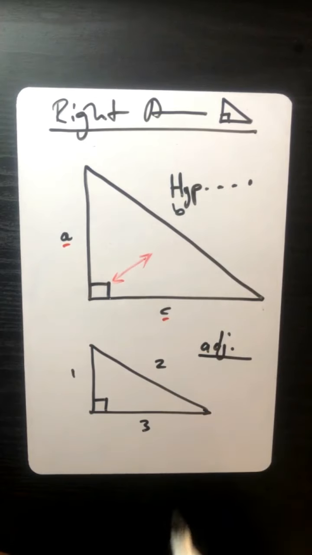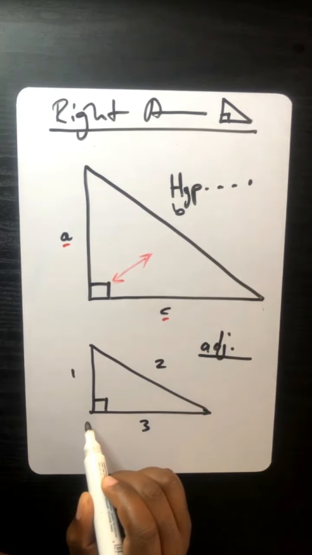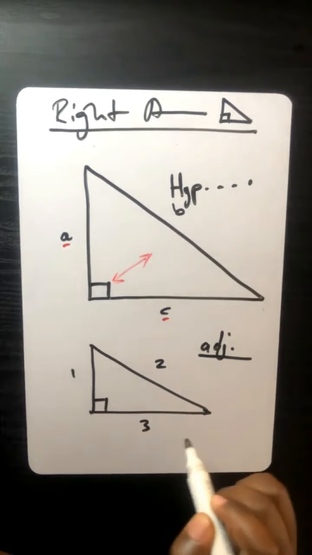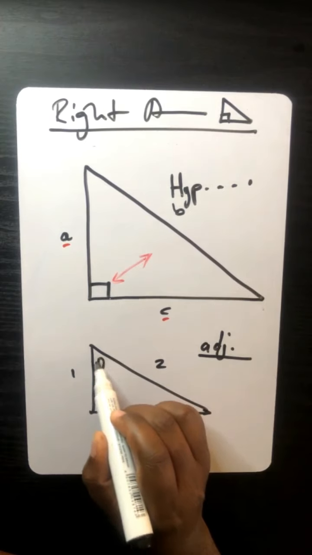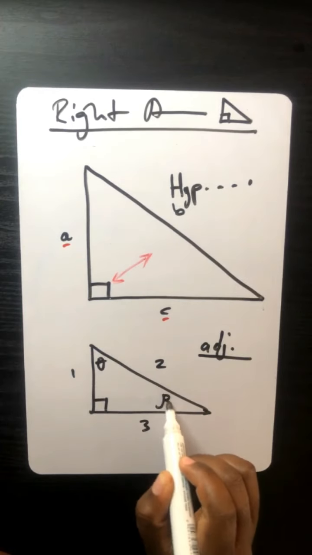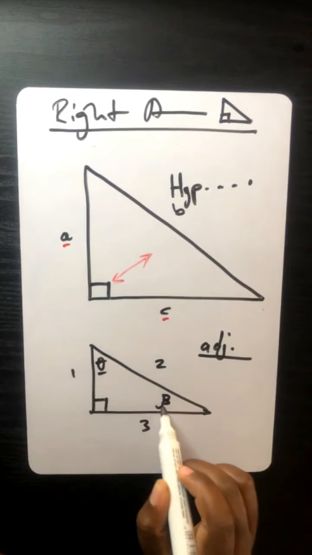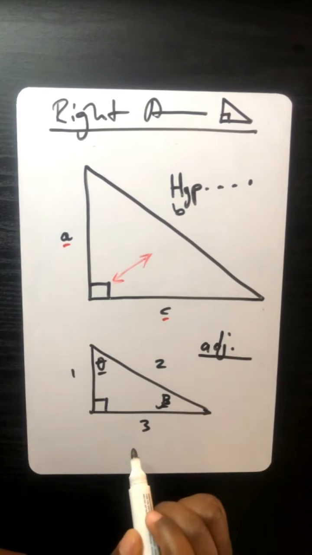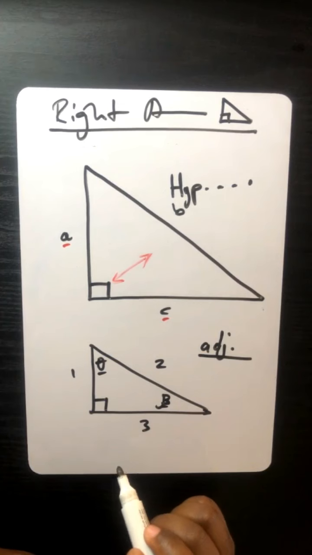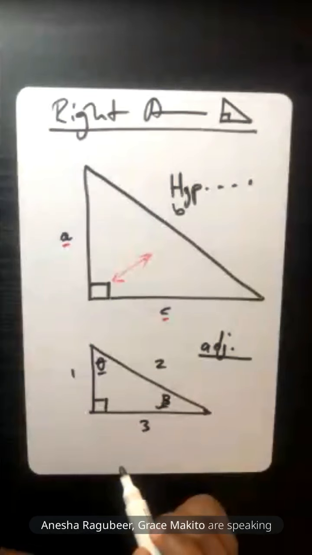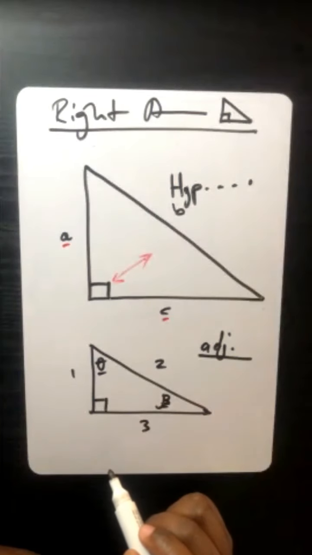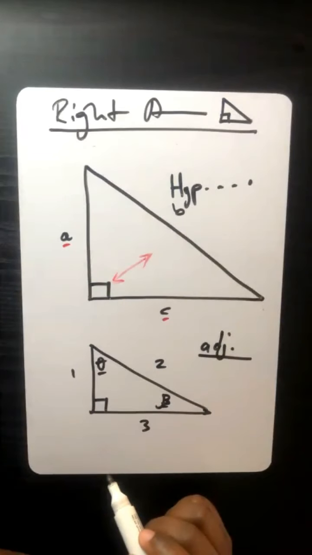You can only tell which side between 3 and 1 is the adjacent side if I say the angle is there, or if I say the angle is there. But if I don't write those angles, you cannot tell which one is adjacent, guys. Does it make sense? So do you see why I was saying all of you guys were wrong with that first answer?